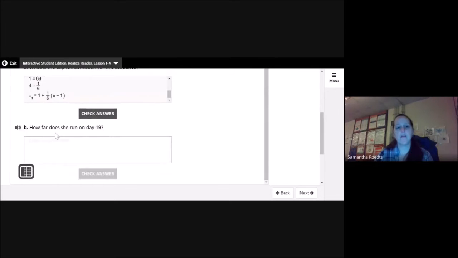Okay. So how far does she run on day 19? So again, I take my explicit function, I substitute 19 in for n. So a sub 19 equals 1 plus 1/6 times 19 minus 1. So a sub 19 equals 1 plus 1/6 times 18.